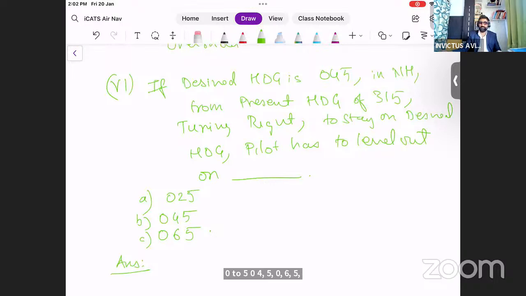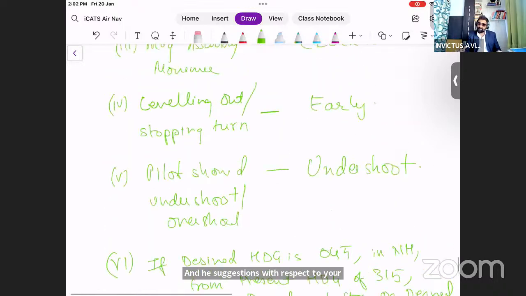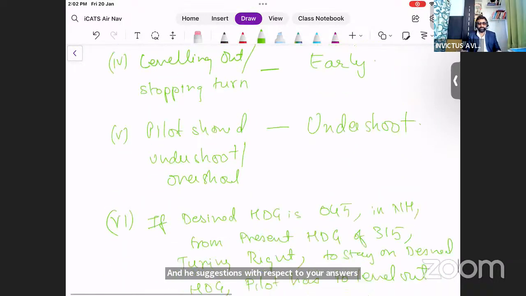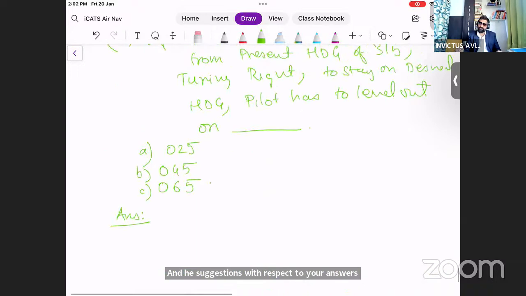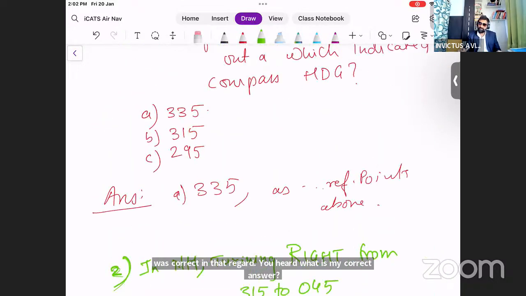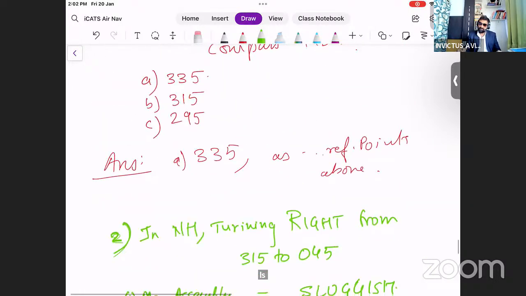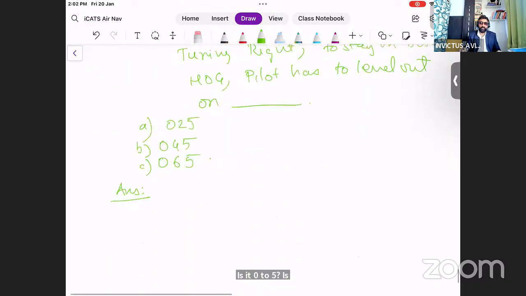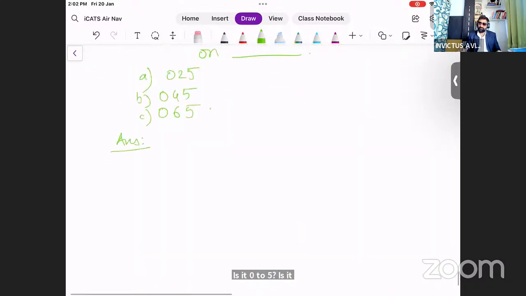Any suggestions with respect to your answers? Clockwise was correct in that regard. Here, what is my correct answer? Is it 025? Is it... Zoom chat only has one answer? I'm expecting 4 answers on Zoom chat. WhatsApp chat, I've got 1 answer. I'm expecting more answers. Come on.